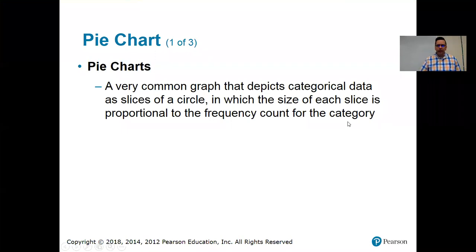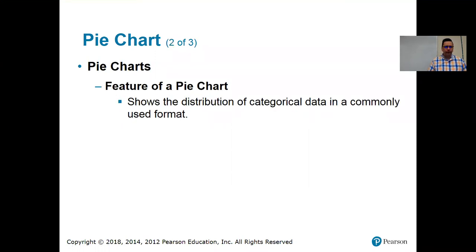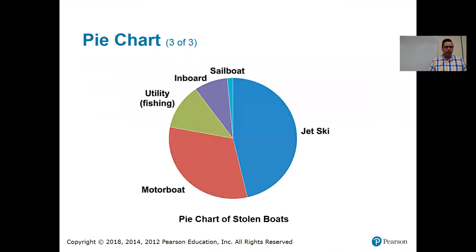All right, another kind of good graph that everybody's familiar with is a pie chart. Again, it is used for categorical data as slices of a circle, where the size of each slice is proportional to the frequency count for that category. It shows the distribution of categorical data in a commonly used format. Everybody understands how to read them.